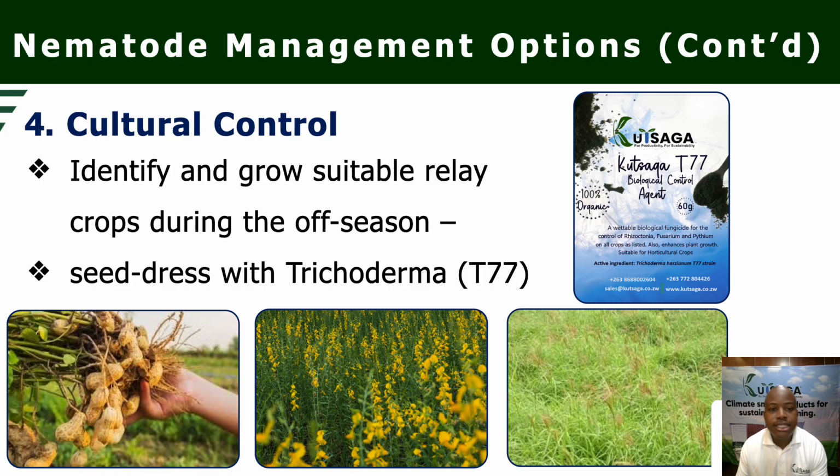It is also important in the off-season to carry out good cultural control practices, identify and grow suitable relay crops. There are a number that have been recommended to suppress nematodes, such as sunhemp, groundnuts, and Catambora Rhodes grass, especially the GHR1 variety, which suppresses nematodes in a shorter period of time relative to the old Catambora grass. It's also important to seed dress your relay crops with Trichoderma so that you not only suppress the nematodes, but you also deal with the soil-borne pathogens as well.